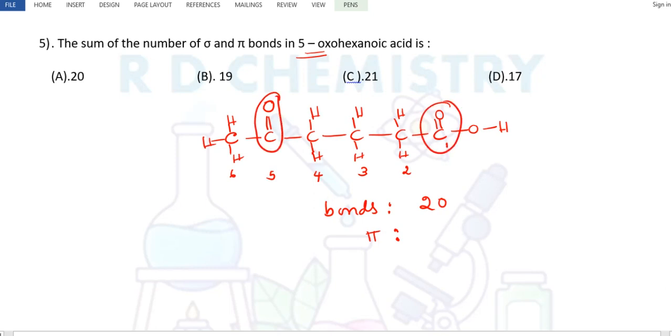In a double bond there is one sigma bond and one pi bond. So two pi bonds are there. So how many sigma bonds will remain? Sigma will be 18. So 18 sigma and 2 pi bonds. Altogether 20 it makes. So the option is A. Right?